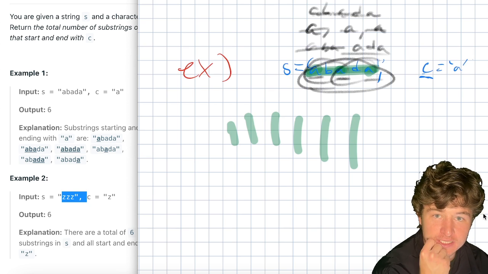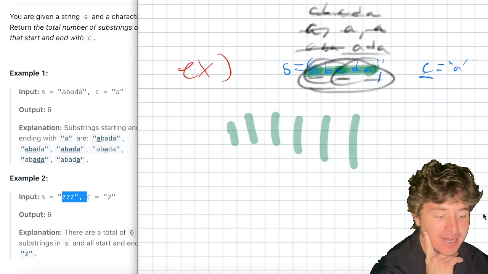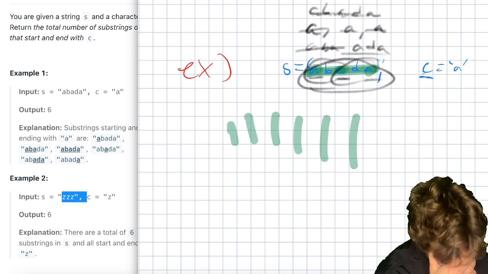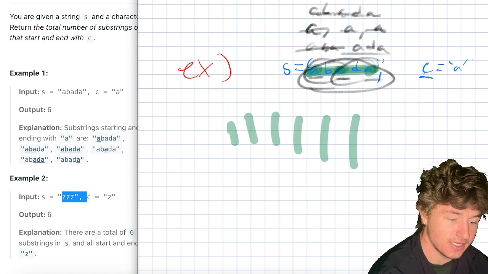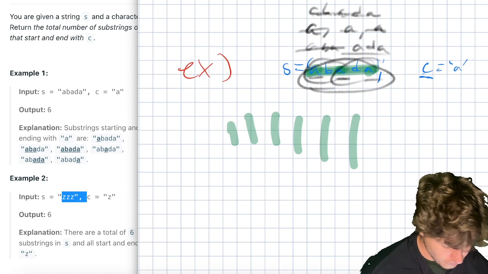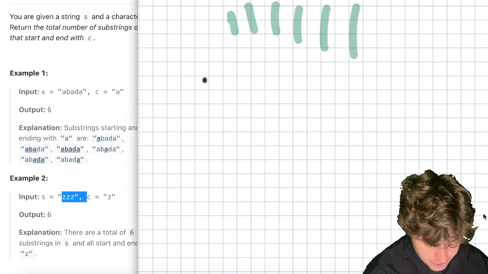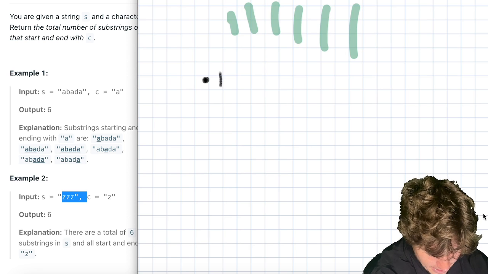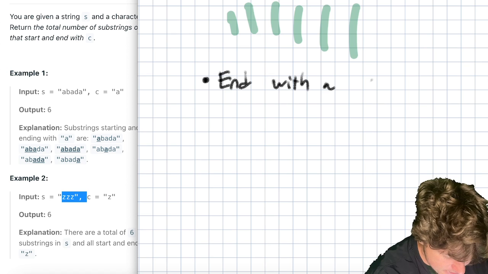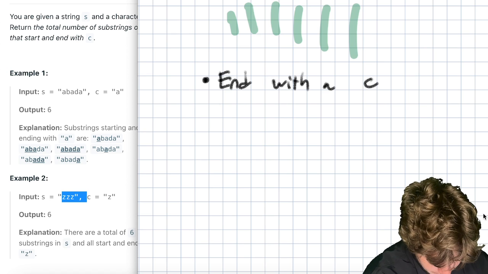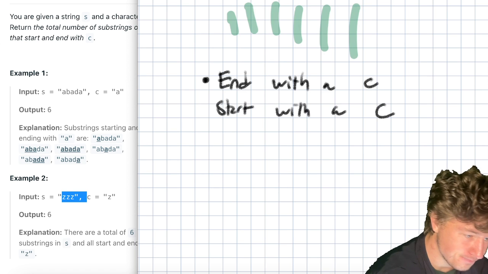So how do we solve this? There's really only one observation you need to make to solve this problem. And that is, in order for a substring to be valid, what has to be true? Well, there's just two conditions. It has to end with a C, C being the variable, and start with a C.